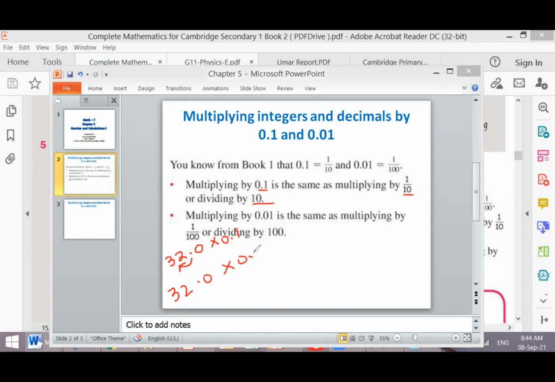now this is 0.01. After the decimal point, I have two values, 1 and 2. These two values I have. So I will shift this decimal point two values to the left. So its answer will be 0.32.